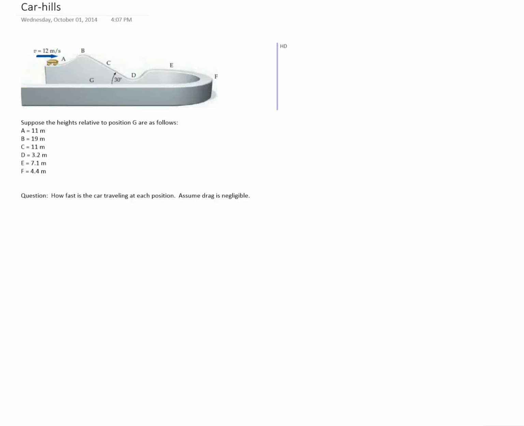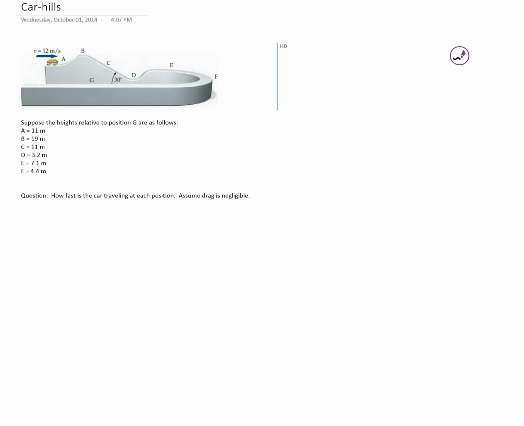Right, this is an energy problem for a car on a hill. It gives you the location of the hill heights, and it gives you the initial speed of the car. And the question is to find the speed at each one of those positions.